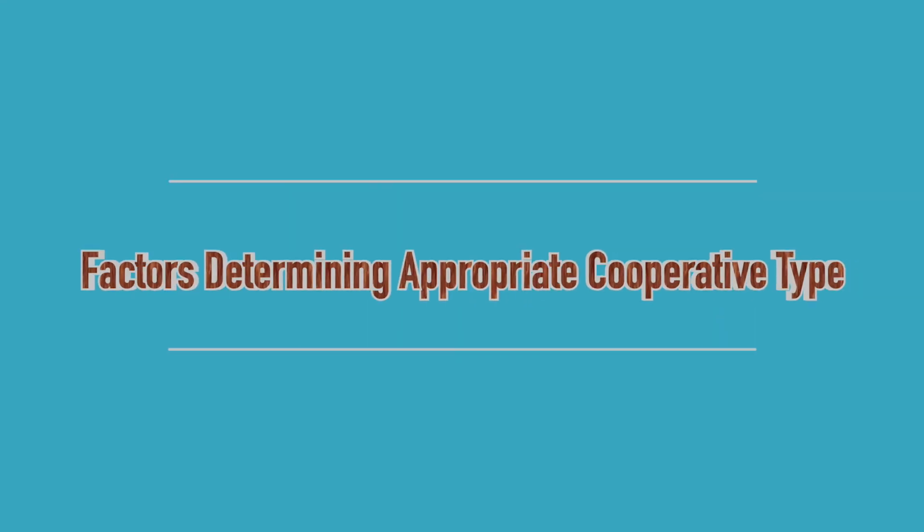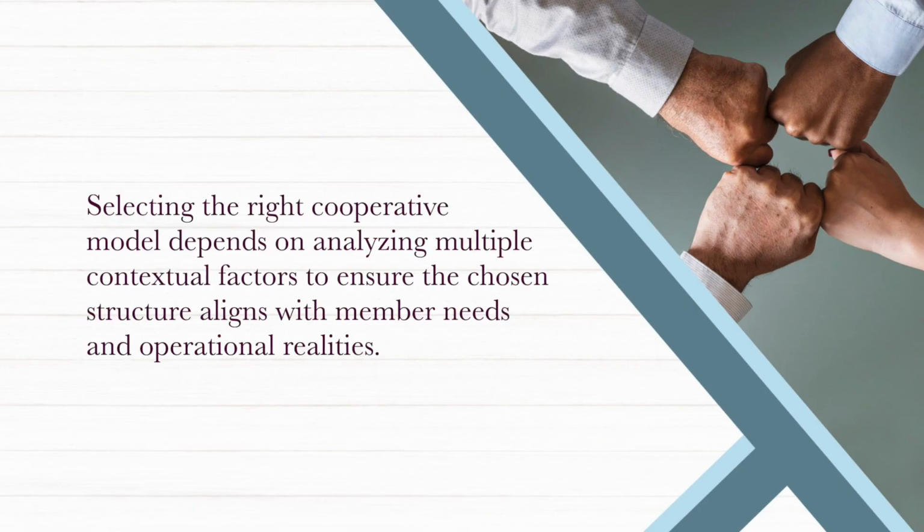Then let us now discuss some of the factors determining appropriate cooperative type. So selecting the right cooperative model depends on analyzing multiple contextual factors. Number one is the nature of the economic activity. The primary activity determines cooperative type. Agriculture production and marketing needs suggest marketing or processing cooperatives. Then retail trade indicates consumer product cooperatives. Then service provision points to worker cooperatives. Housing needs obviously require housing cooperatives. So the credit needs indicate credit cooperatives. So it depends upon the nature of the economic activity.